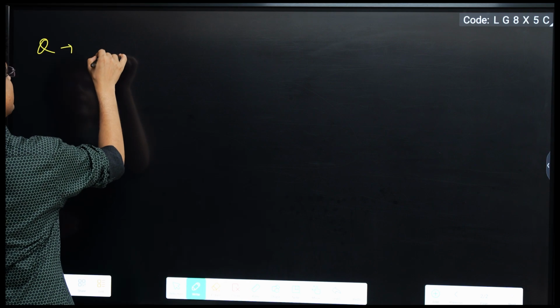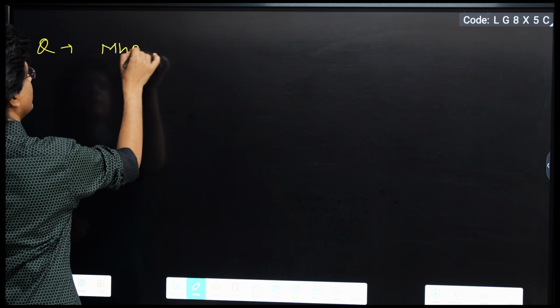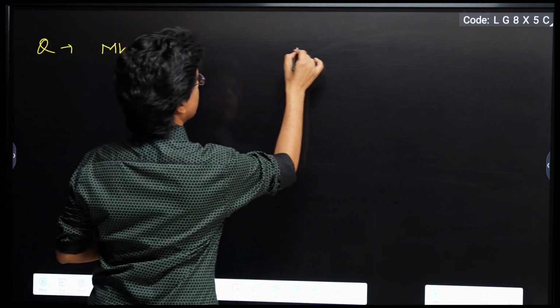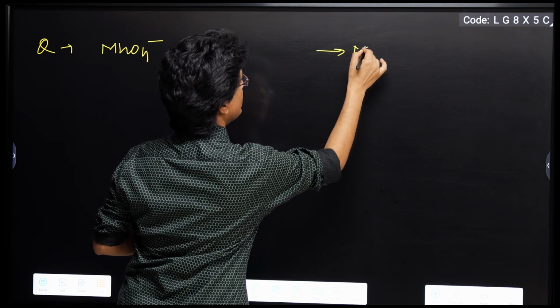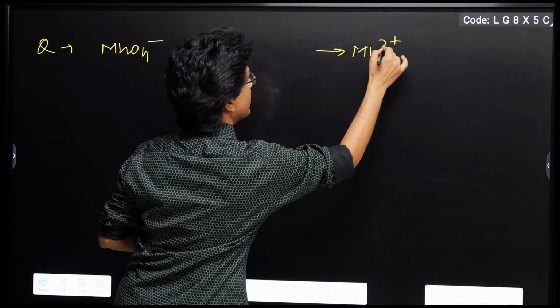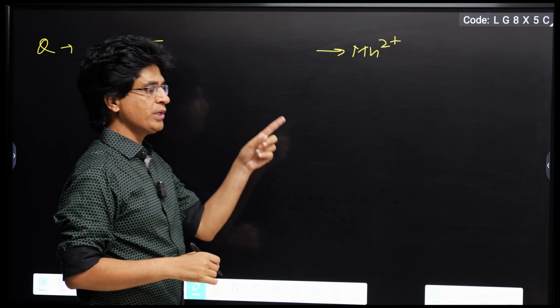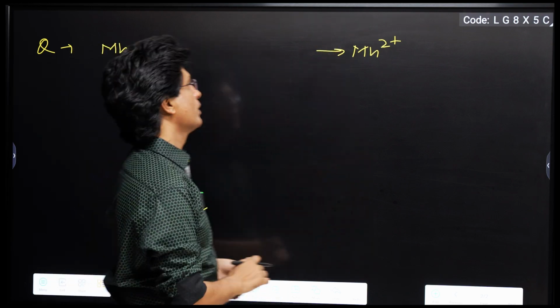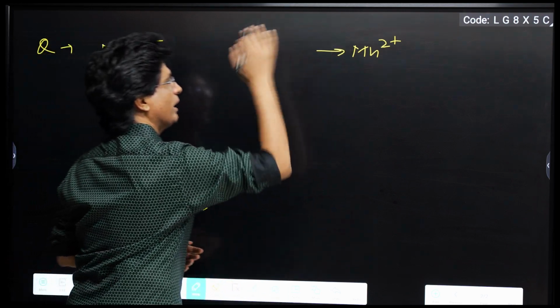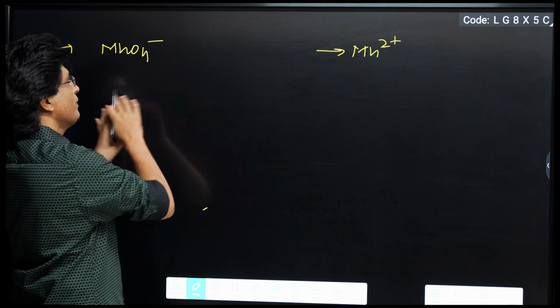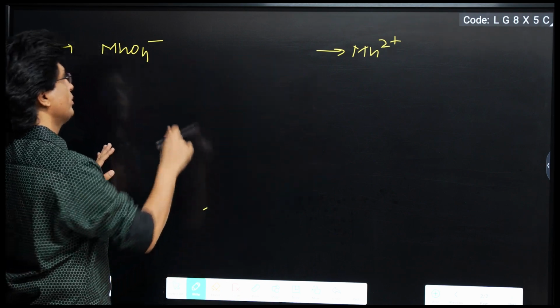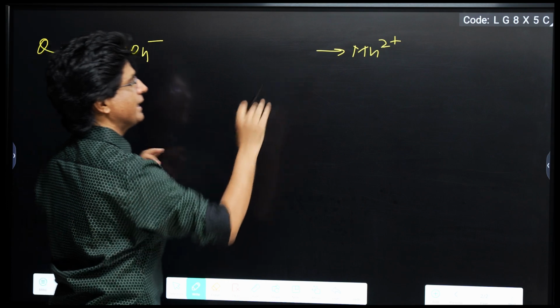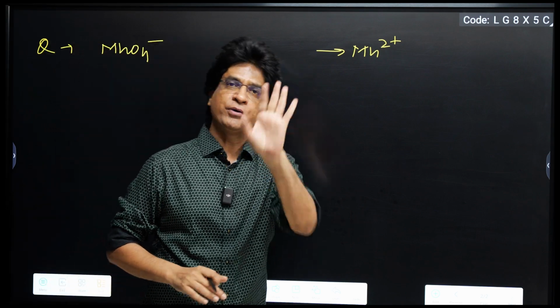So we have got MnO4 negative, this they will give you, and we have Mn2 plus this side. Remember that we are going to balance these equations first in what? Acidic medium. So MnO4 negative will convert into Mn2 plus. Now we have to balance it. So what I told you is that first of all we'll balance all the atoms except oxygen and hydrogen.